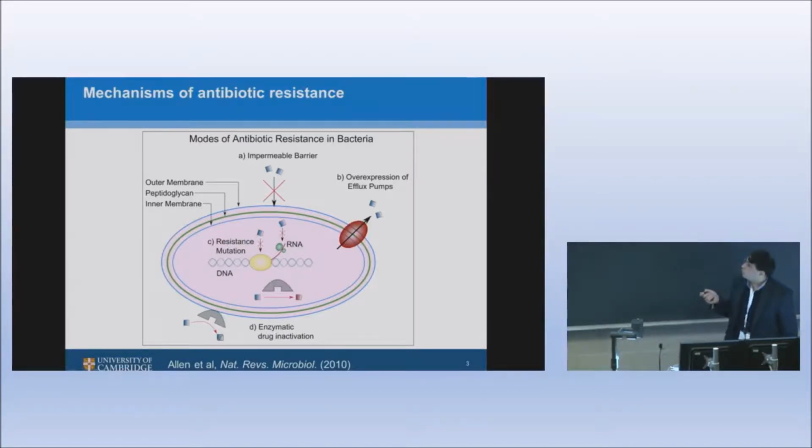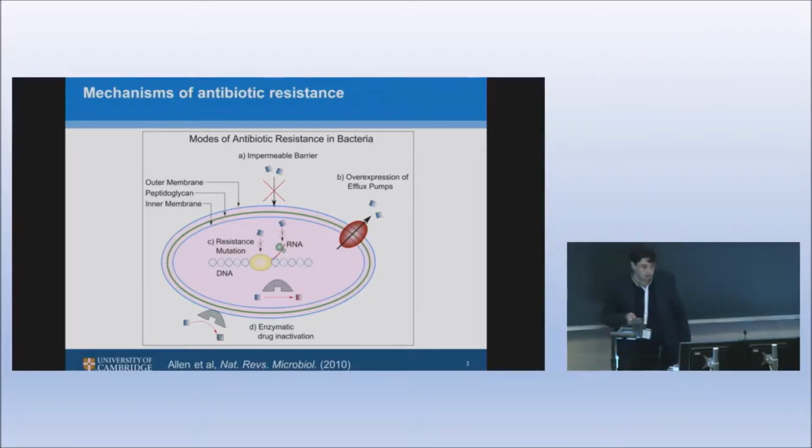Then you also have things like resistance mutations, where your target actually mutates and the drug doesn't work anymore. Or you can have enzymes created, if you've heard of these famous beta-lactamases. These are enzymes that are made by different bacteria which cut up beta-lactam antibiotics, and they are ineffective.